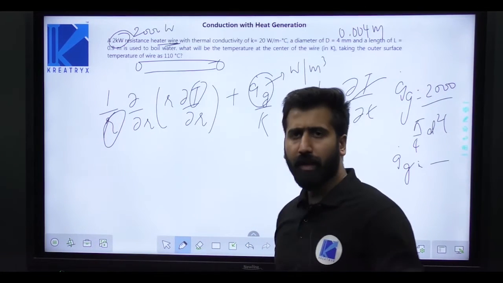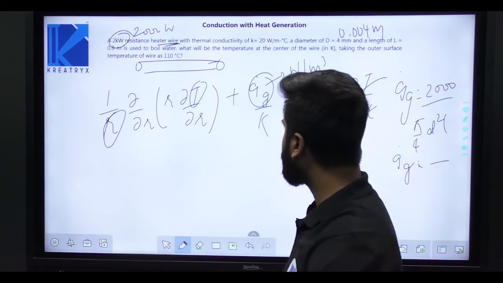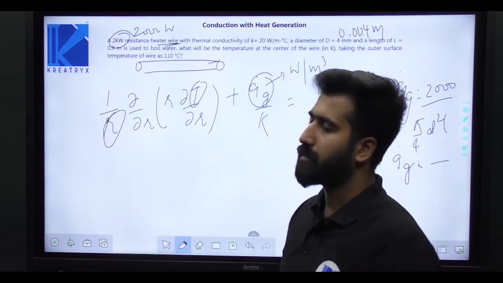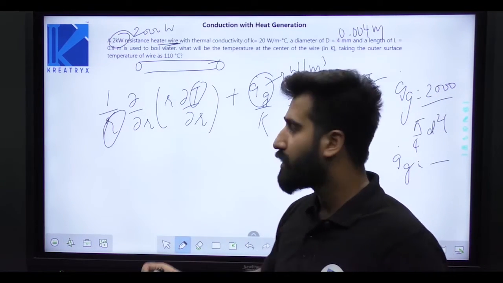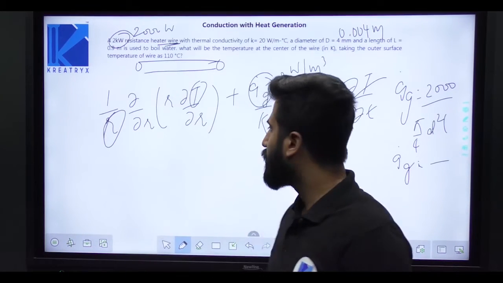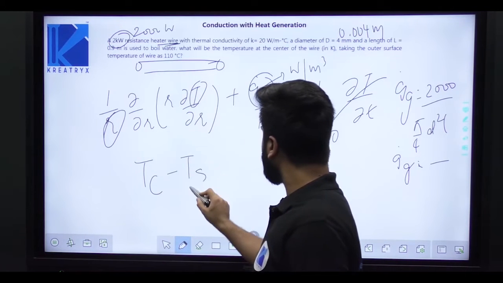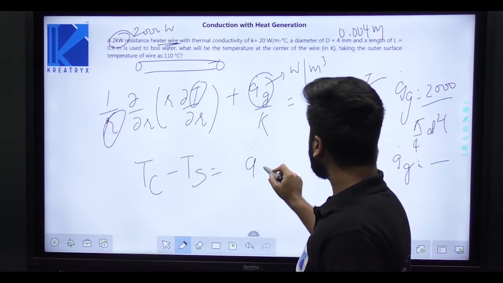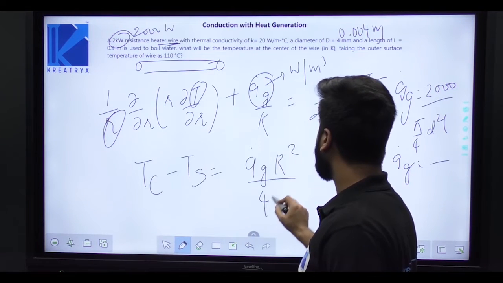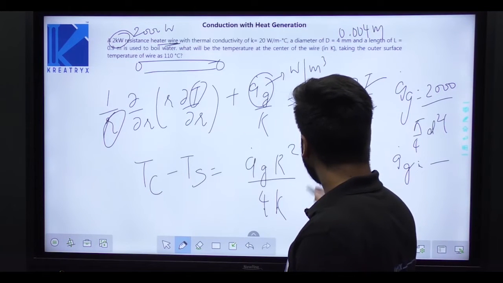R is the radius, T is the temperature. Okay, again apply the same boundary conditions, you will get the result in the same way. Try it yourself. Okay, apply those boundary conditions. The final result will be Tc minus Ts equal to q dot g r square by 4k. Here it will be 4k, not 6. Okay. So put the values.